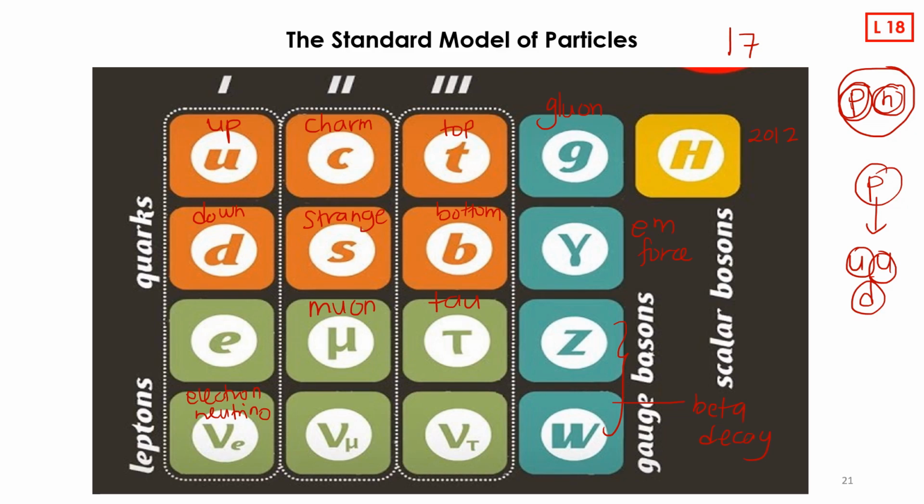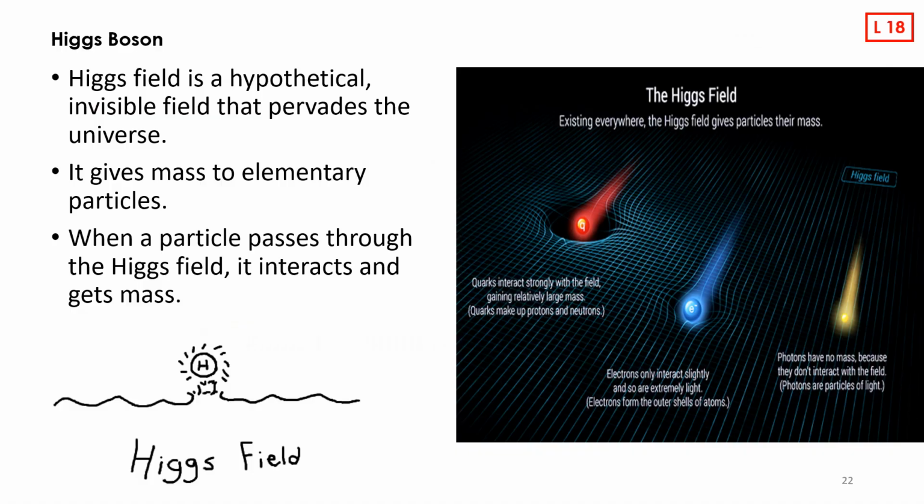That is related to Higgs field. To understand about Higgs boson, you have to know what is Higgs field. Higgs field is a hypothetical invisible field that pervades the universe. It gives mass to elementary particles, and when a particle passes through the Higgs field, it interacts and gets mass. Have you ever wondered where this mass comes from or why they have the masses they do? This is the answer. Because when a particle passes through the Higgs field, it interacts, and the more it interacts, the more mass it has.